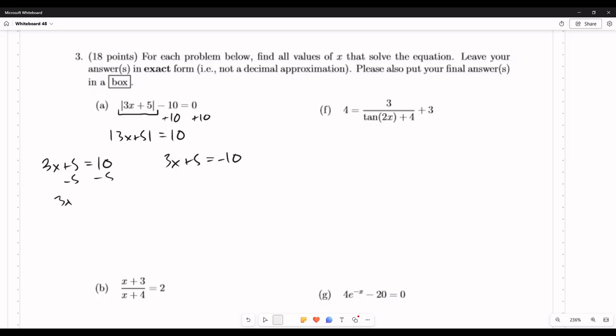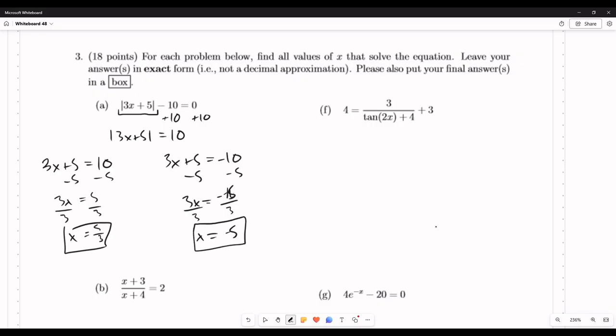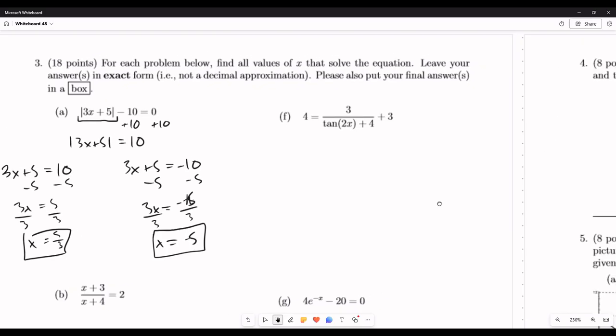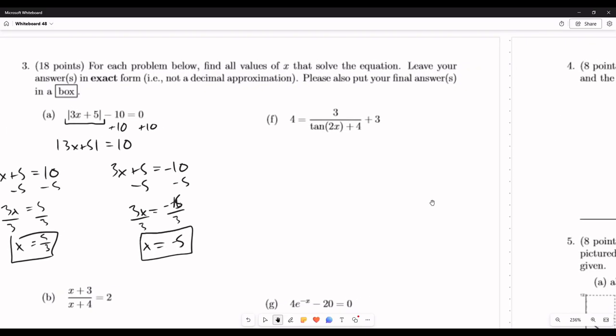And each of these are not the worst solve that you've seen in your life. We get x equals 5/3. And then over here, we'll get 3x equals negative 15. Oops, negative 15. Divide by 3, divide by 3, x equals -5. So those are going to be my two solutions. There's two solutions to this equation. And there we go. Okay, now we'll move on to this trig solve, which is a little bit harder.